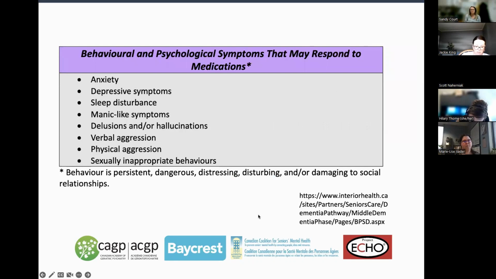What are the symptoms that could respond to medication? You see them listed here. So anxiety, depressive symptoms, but then we would more often prescribe an antidepressant medication. Antipsychotics are not first-line treatment for anxiety or depression. Sleep disturbance may respond to medication. Manic-like symptoms, severe psychotic symptoms or aggressiveness, and also sometimes sexually inappropriate behaviors could respond to medication.